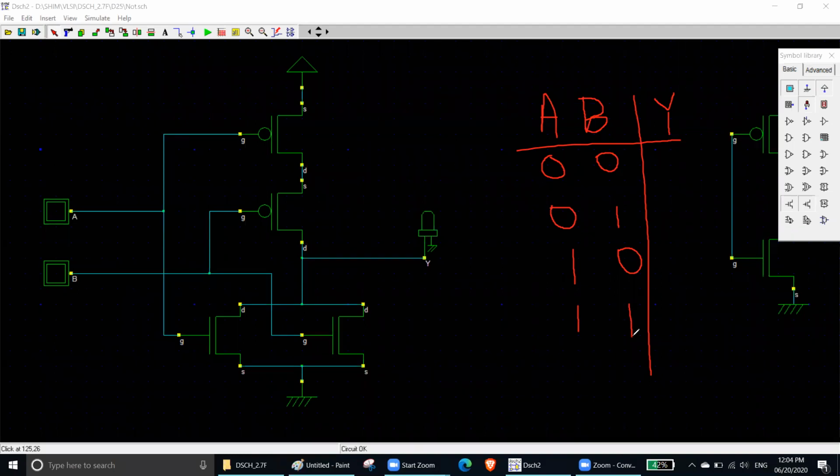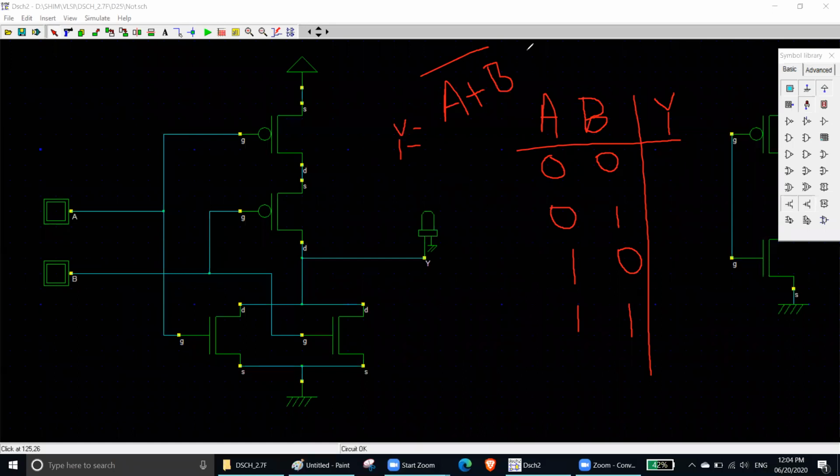Now here we will try to get the truth table. Normally for a NOR gate, Y is equal to (A plus B) bar. That is your NOR gate. Remember, (A plus B) bar. That means 0 plus 0 is 0, and 0 bar is equal to 1. So here you should get 1.